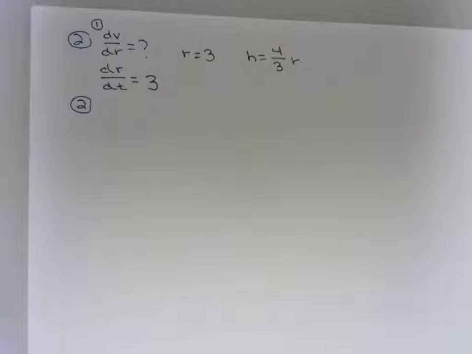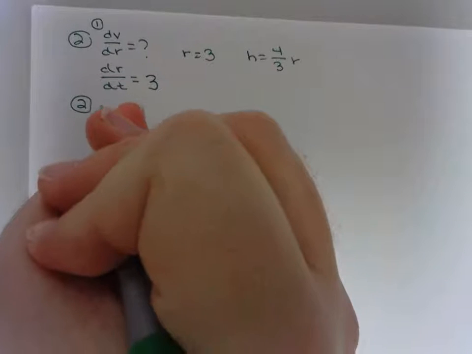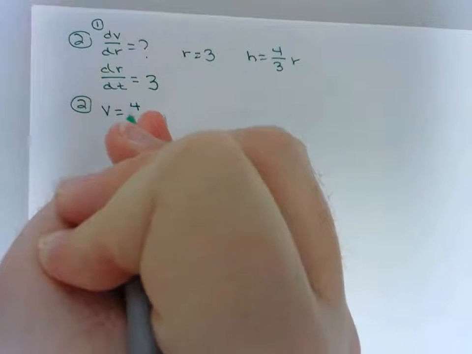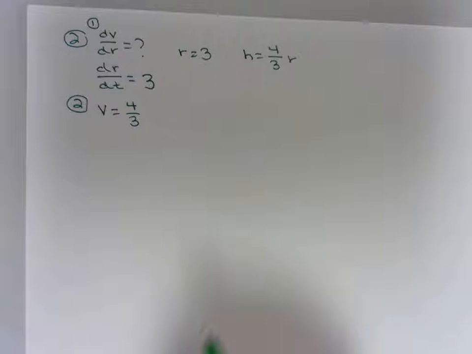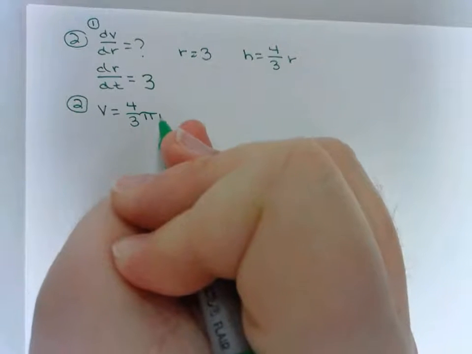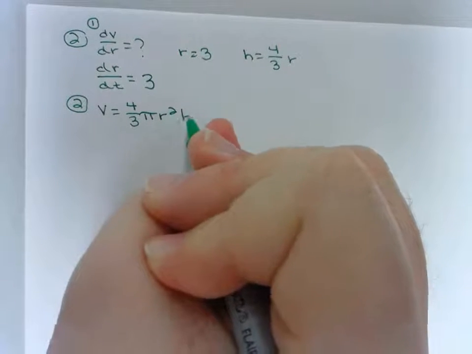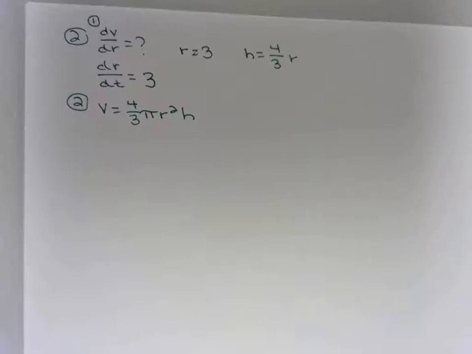So as I think about this, what's the only formula I know for what I'm dealing with? It's forming a conical pile, so I'm dealing with a cone. What's really the only formula I know for a cone? Which is what? Yep, 4/3 pi r squared h. So the second step is to come up with the formula.